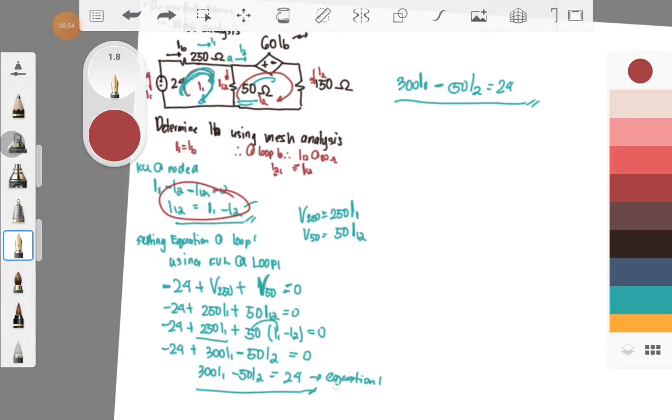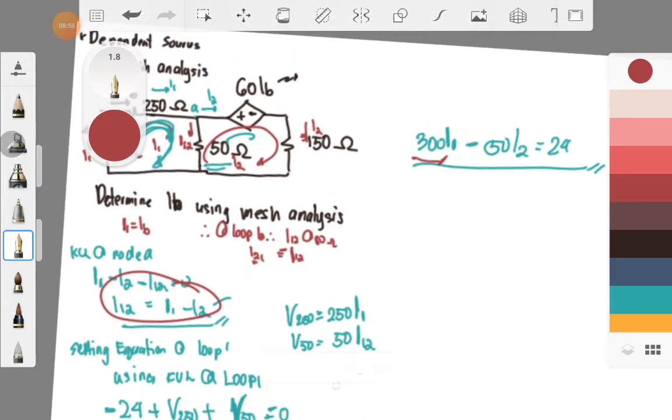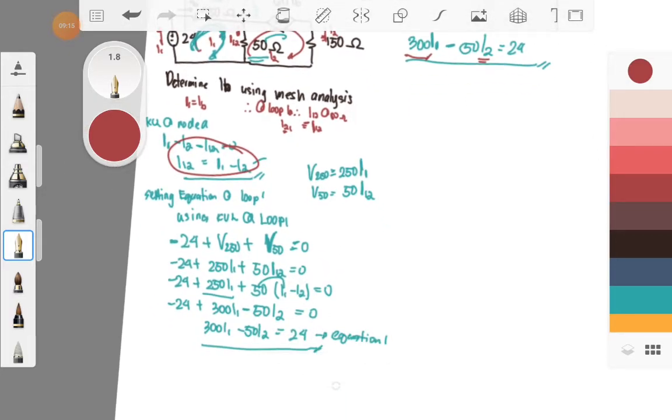Okay, so in this case, this is the total resistor na nakakabit sa loop 1 natin, minus yung resistor na nakakabit sa kabilang mesh natin multiplied by the current within that another mesh, which is your I2. Okay, ganyan kadaling i-set up yan. This is an explanation on how to set up that equation.